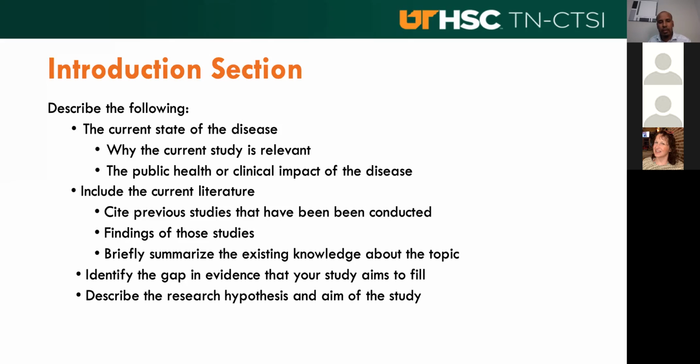In the introduction section, which is usually the second section after the abstract, describe the following. You have to describe the current state of the disease or the health condition, and why the current study is relevant. So what is the prevalence of the condition in the population, and what is the healthcare cost related with the disease? And make sure you cite some evidence or references for your statements.